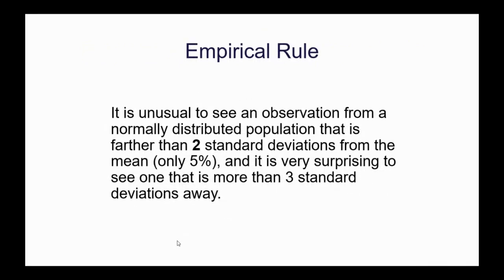It's unusual to see an observation that's further than 2 standard deviations from the mean. Because if we remember, within 2 is 95%, so outside of 2, there's only a 5% shot of seeing that. If you go more than 3 standard deviations away, there's 0.3%. So it's even rarer to see more than 3 standard deviations away. In case you didn't catch it, that bolded 2 right there is a blank.